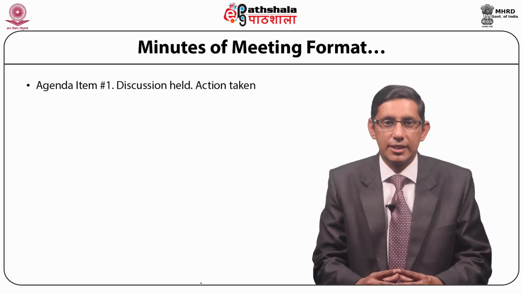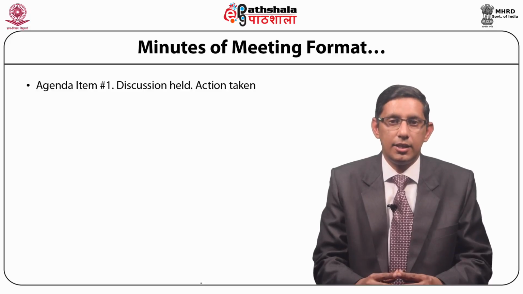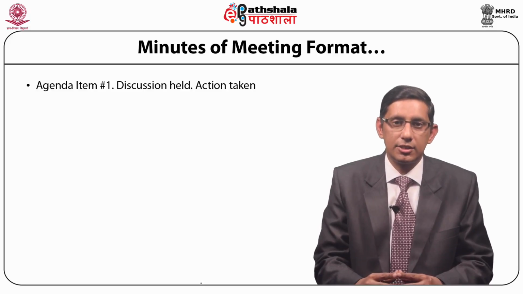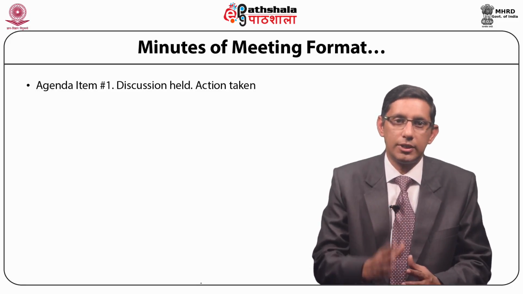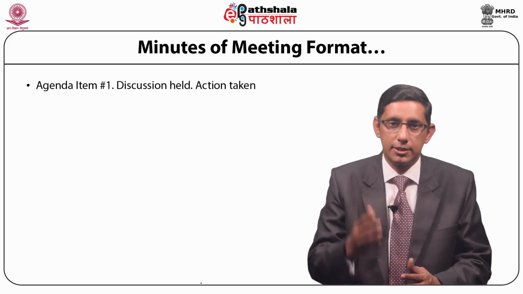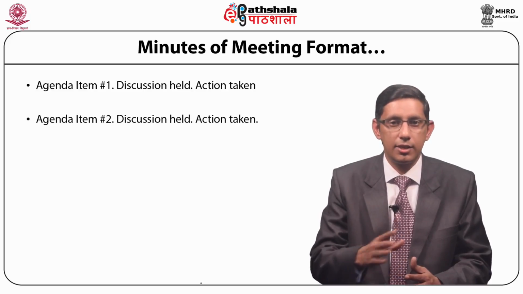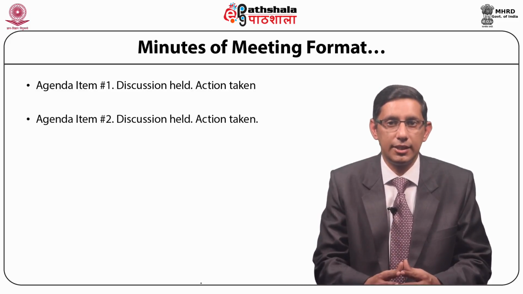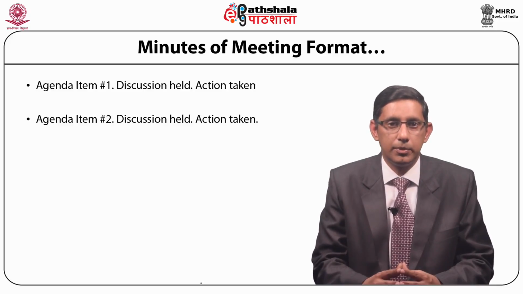After that, the first agenda item which is mentioned under the agenda notice has to be discussed. You have to put down all the discussion held in this regard, and after that the decisions taken by the group members for that agenda item have to be quoted here. The same procedure is followed for agenda item 2. Again you have to put down all the discussions held and the actions taken by the group members.